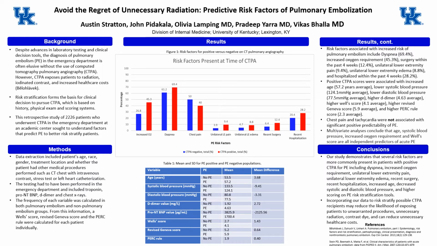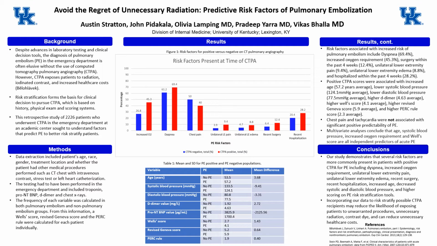Using initial evaluation notes and discharge summaries, we documented several variables including age, gender, race, tests performed upon arrival, and any diagnostic procedures performed. Patients were then divided into groups based on their positive or negative CTPA result, and the frequency of each study variable was recorded. Each individual patient also underwent PE risk stratification using Well score, PERC rule, and the revised Geneva score.